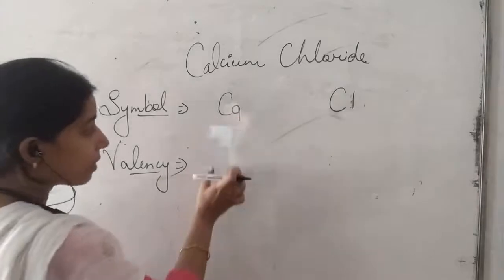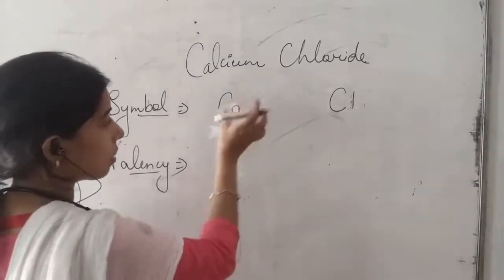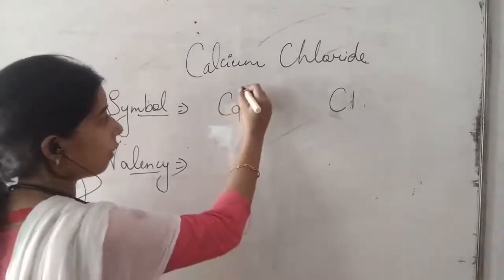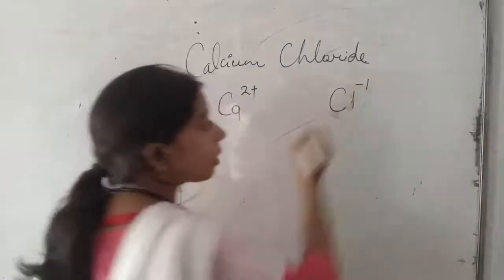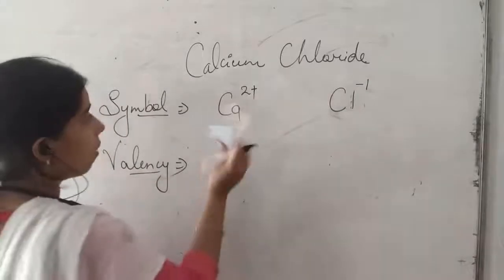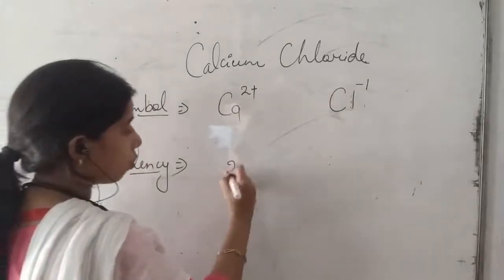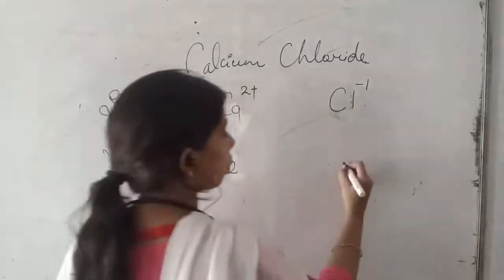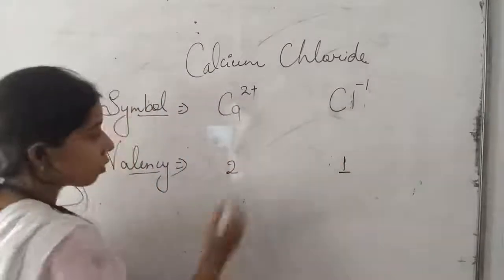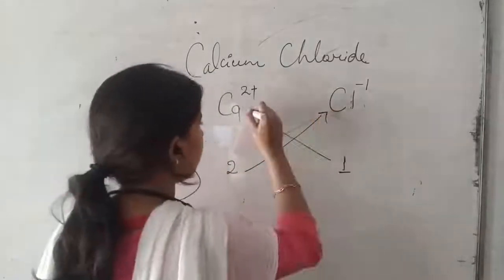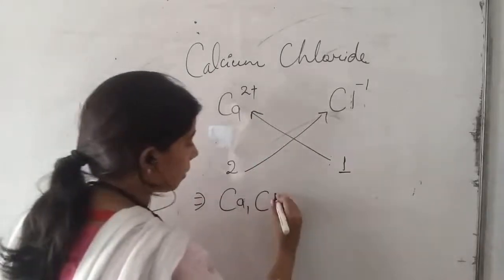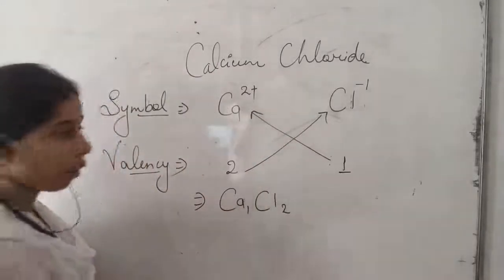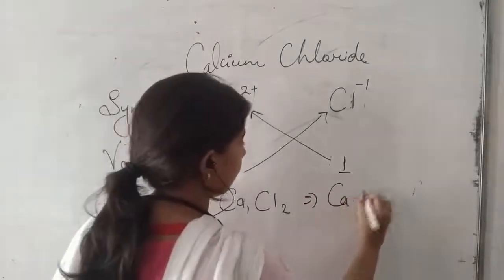So the valency of the calcium, if you see, this is a kind of an ion, so the calcium ion will be Ca2+ and chlorine is Cl-1. Okay, so the valency of calcium is 2 and the valency of chlorine is 1. So now when we crisscross each other, it becomes Ca1Cl2, or CaCl2.